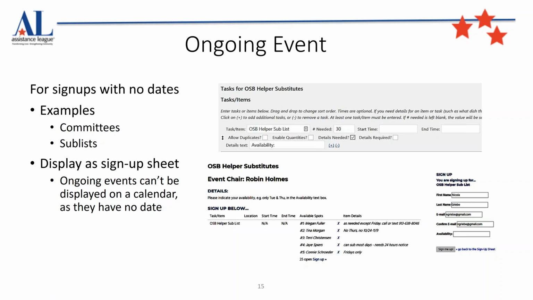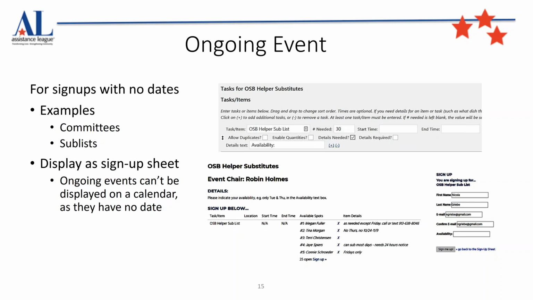We also use it for sublists. So here's an example for Operation School Bell where we have a sublist created. We say as many as 30 people can sign up, and we ask them when they sign up to give us their availabilities using this Details Needed tab. And you can see here when they go to sign up on the bottom right, it gives them that box and prompts them to enter their availability. These are best displayed on a sign-up sheet because they don't have a date.